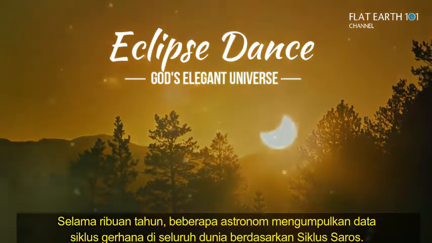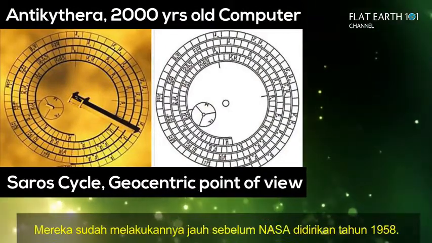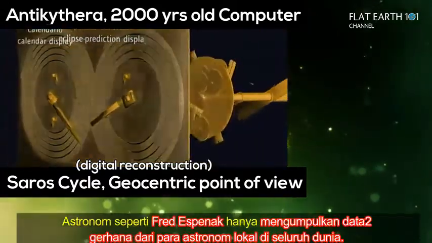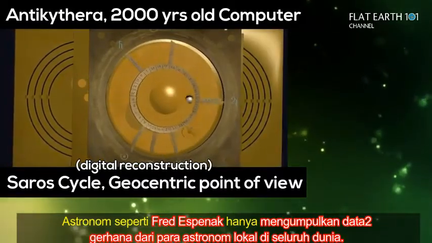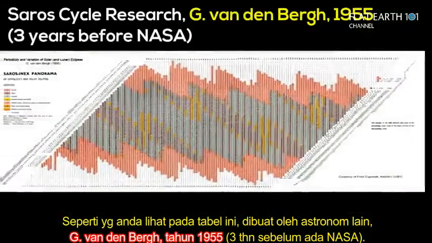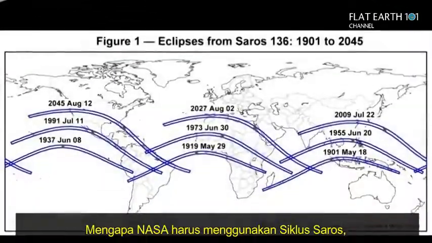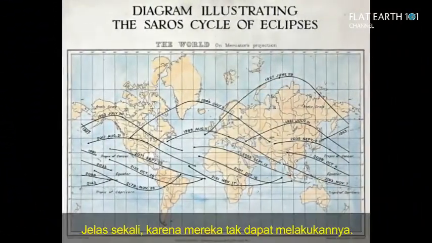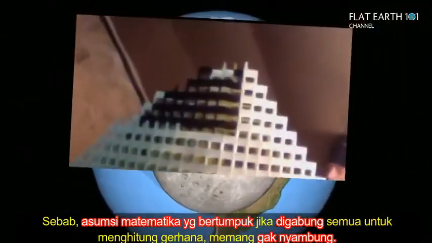For thousands of years, some astronomers collected eclipse cycles all around the world based on the Saros cycle. They started to do this a long time before NASA was established in 1958. Astronomers like Fred Espenak simply collected eclipse databases from other local astronomers all around the world. As you see in this table, it's made by another astronomer, G. Vandenberg, in 1955. That's what Fred Espenak did. He is a very good Saros researcher. Why would NASA need the Saros cycle if they can calculate eclipses using heliocentric math? Obviously, because they can't. A bunch of mathematical assumptions when combined together to calculate eclipses, they just don't add up.